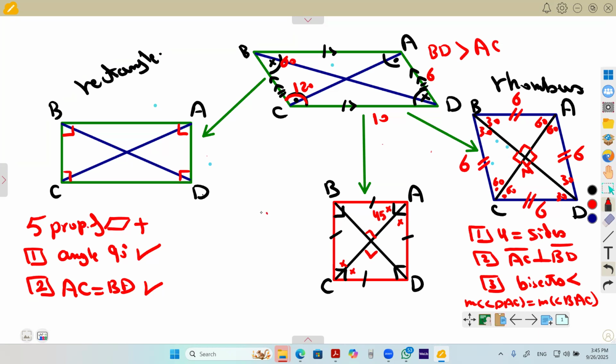It will bisect the 90, meaning 90 over 2, which gives you 45. So the measure of each one of these two angles is 45. Okay, you understand me? Yes. This is all the properties of the quadrilateral and its children, the parallelogram and trapezium, and also the properties of the parallelogram and its special cases: rectangle, rhombus, and square. Okay?